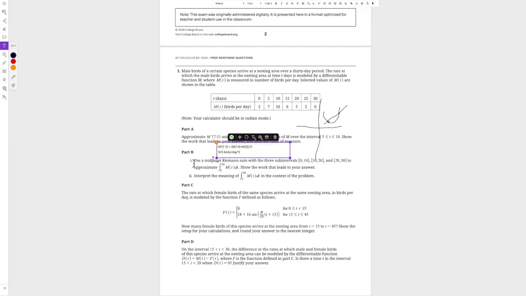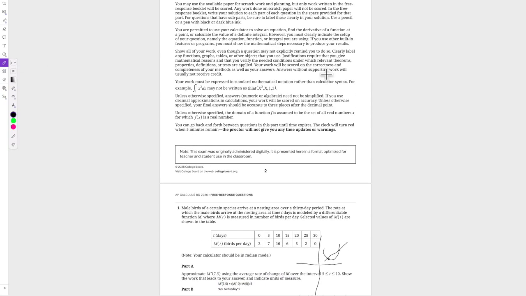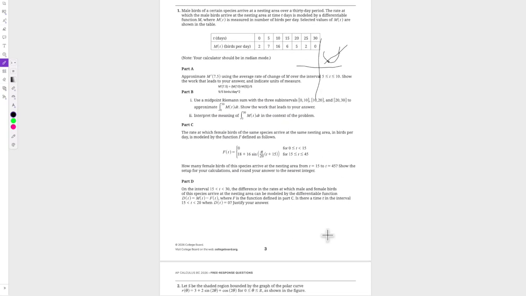Now part B. Use a midpoint Riemann sum with the three subintervals 0 to 10, 10 to 20, 20 to 30 to approximate this value and show the work that leads to your answer. So let's think about what Riemann sums are. I'm gonna draw here. If we have a Riemann sum, it means that we're approximating the area under a curve. And how do we do this? We do this with the rectangles. So I could have a rectangle here, and so on. We add up the area of all of these rectangles to approximate the area under a curve.